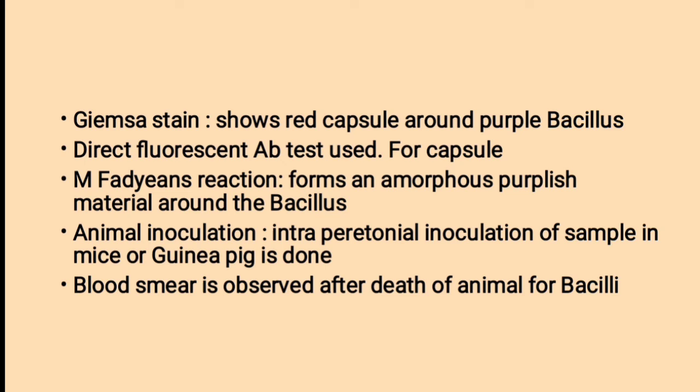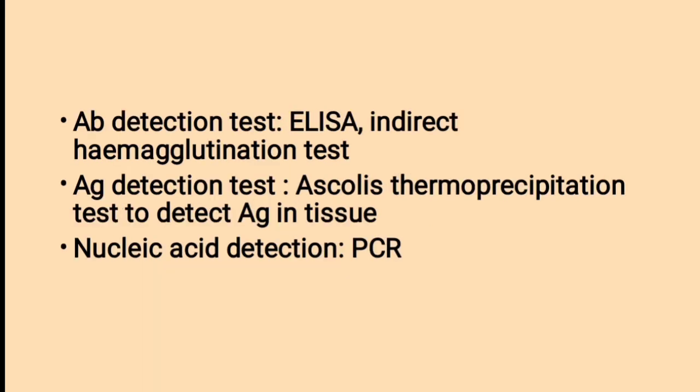Second, animal inoculation: intraperitoneal inoculation of the sample in mice or guinea pig is done. Then blood smear is observed after death of the animal for bacilli. Then antibody detection is mainly done using ELISA and indirect hemagglutination test. Then antigen detection is done by Ascoli's thermoprecipitation test to detect antigen in tissues. Nucleic acid is detected using polymerase chain reaction or PCR.